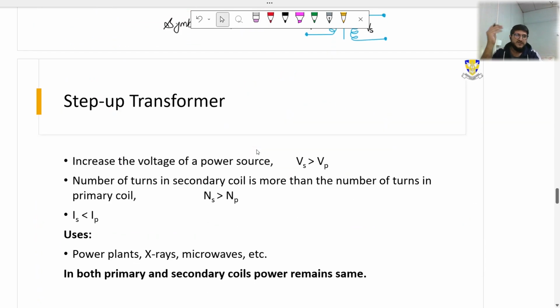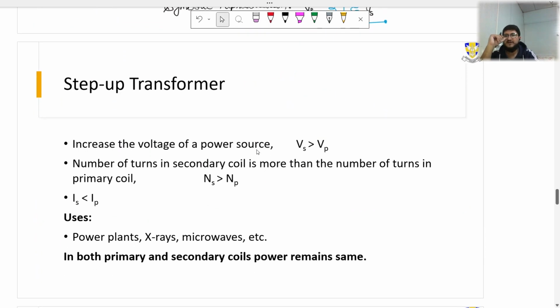Okay, so the things we explained above are all explained here. Like Vs, the voltage across the secondary coil is greater than the voltage across the primary coil. The number of turns in the secondary coil is greater than the number of turns in the primary coil, and the current across the secondary coil is less than the current in the primary coil. So what are the uses of the step up transformer, and where basically do we use these? These are used in the power plants, X-ray machine, microwaves, etc.